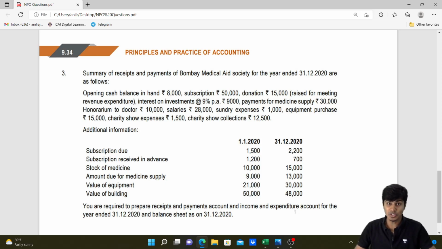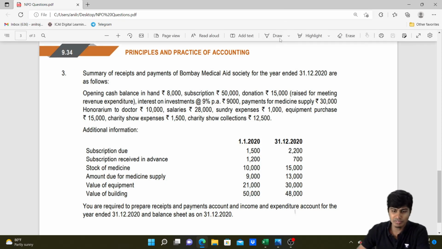And in the past, we've done questions on NPO with VRS, and so on. In this video, we'll be doing a master problem wherein the problem requires us to prepare the receipts and payment account, income and expenditure account, and opening as well as closing balance sheet. This is also there in our Yashaswini study material, which is the last question. So why wait? Let's get started.